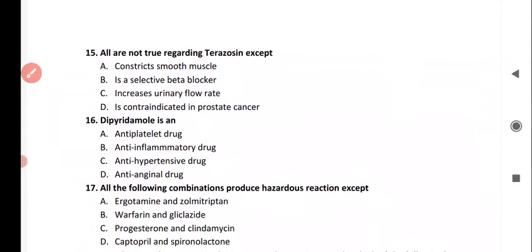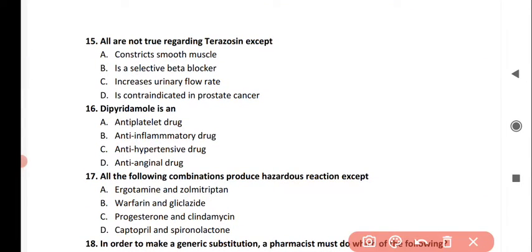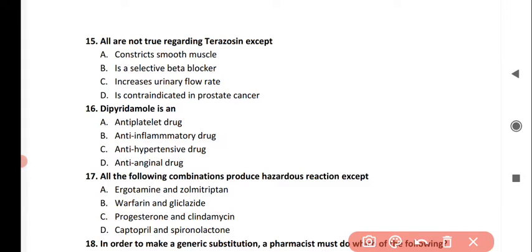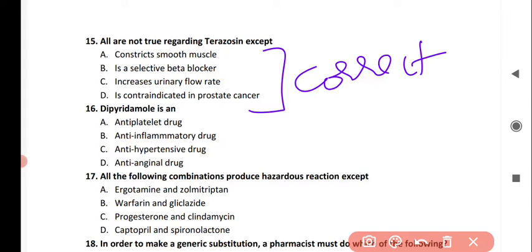So let us move to the next question. The next question is, all are not true regarding terazosin except. The statement in the question is somewhat tricky. They have mentioned that all are not true, meaning these statements are false except one. Except one, all are false statements. That means we have to simply identify the correct statement among these four regarding terazosin.